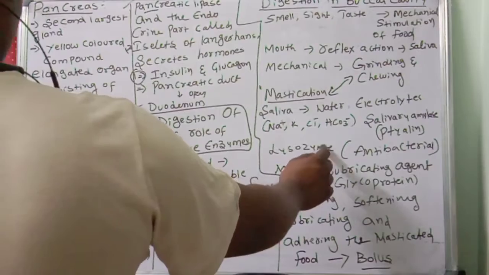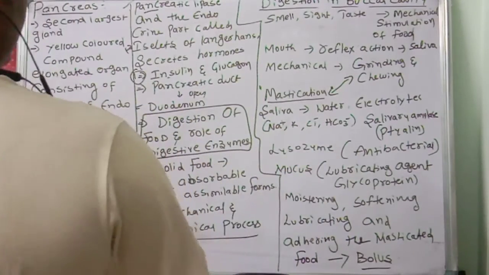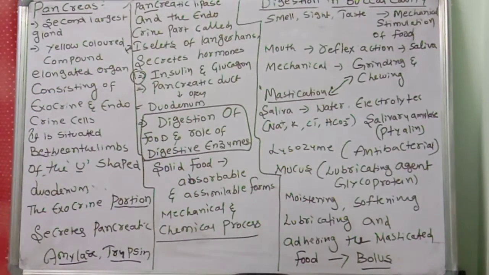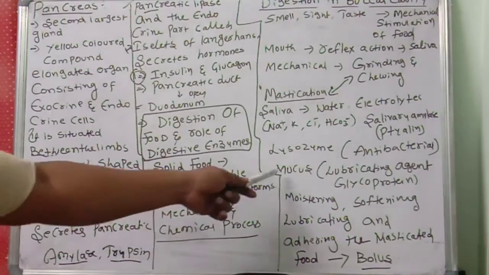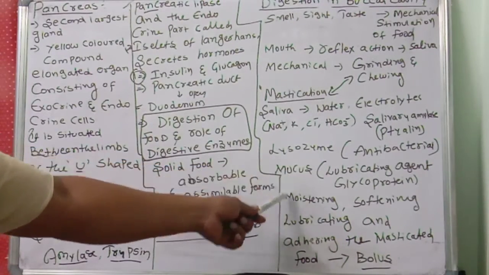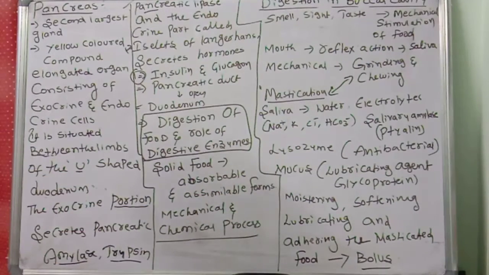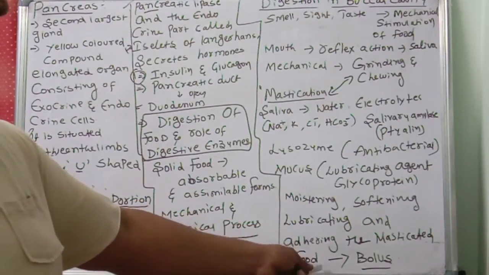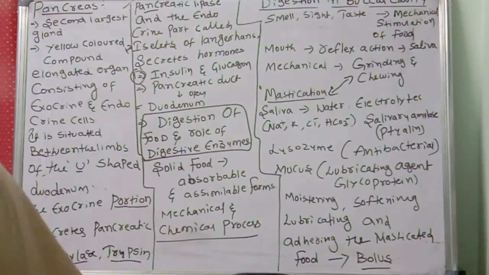Next, lysozyme is also there in the saliva. It has antibacterial activity and kills the germs, very good for us. Next, mucus secretion is there, a lubricating agent, a glycoprotein. The mucus in saliva prepares the food for swallowing by moistening, softening, lubricating and adhering the masticated food. Bolus will be formed. So it prepares the food for swallowing by the mucus and glycoproteins. Children, bolus formation will be seen. Next points we will discuss in the next class. Thank you, children.